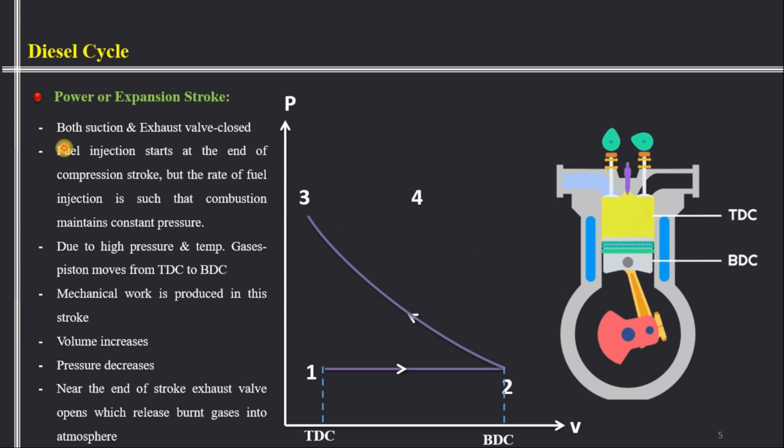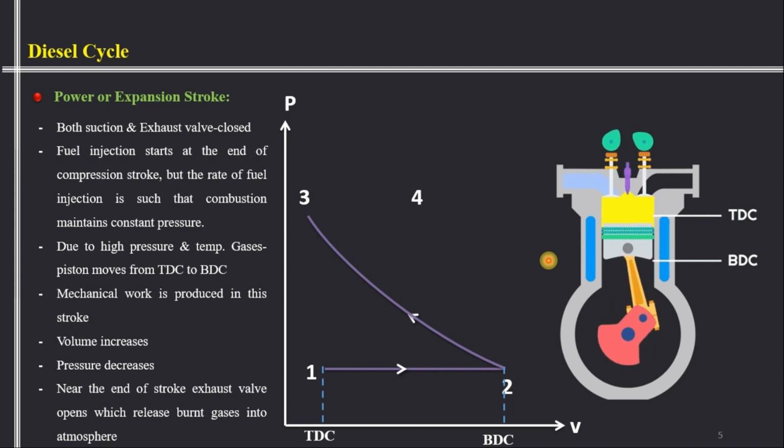In this stroke, both suction and exhaust valves are closed, and combustion is maintained at constant pressure. Due to high temperature and pressure gases, the piston moves from TDC to BDC, and mechanical work is produced in this stroke. Work is produced in this stroke, that is why it is known as the power stroke. Volume increases, pressure decreases, and near the end of this stroke, the exhaust valve opens, which releases the burnt gases into the atmosphere.